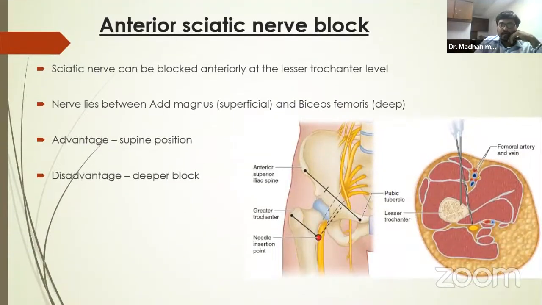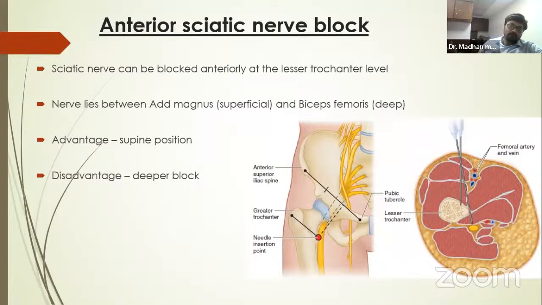Coming to the anterior sciatic nerve. The anterior sciatic nerve is the third level of blocking the sciatic nerve. The only advantage of doing an anterior sciatic nerve block is it can be done in a supine patient. Suppose you have a patient who cannot be turned lateral or prone, this will be the approach of choice. The only disadvantage is it's a very deep block. The nerve will be lying some 8 to 10 centimeters from the skin, so you may end up with a failure block. You may end up with complications like injuring the vascular structures. So this block is not for all. It's an advanced or expert level block.